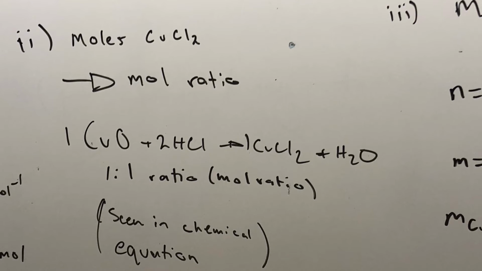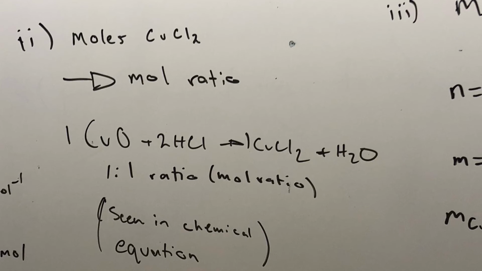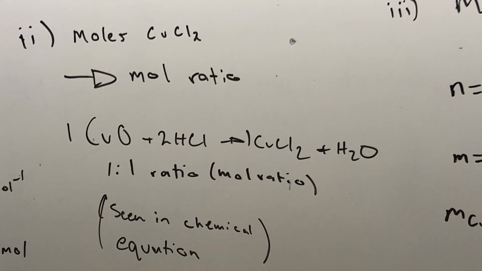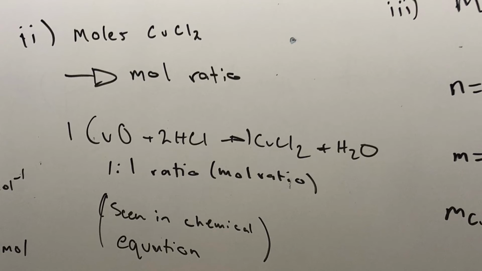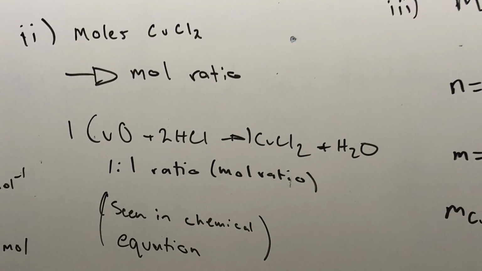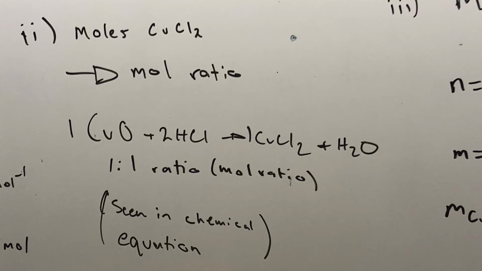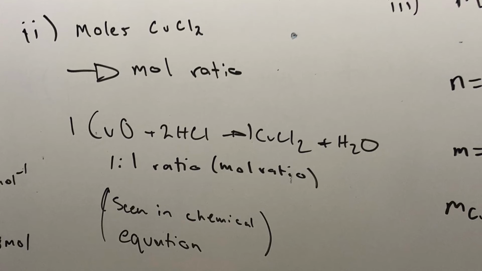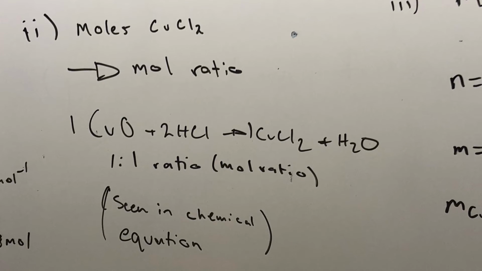So we can see that the mole ratio between copper oxide and copper chloride is simply a 1-to-1 ratio. And since the mole ratio is 1-to-1, we know that the moles of copper chloride are equal to the moles of copper oxide. So that means the moles of copper chloride is also 0.4988 moles.